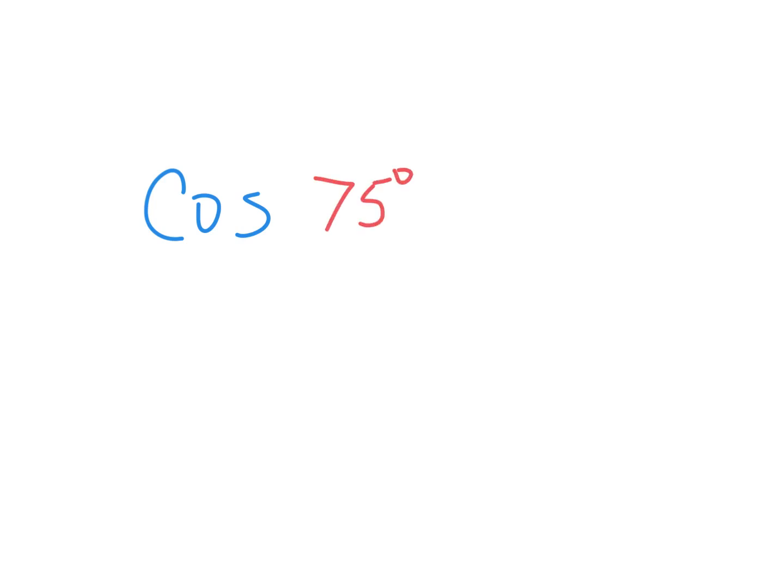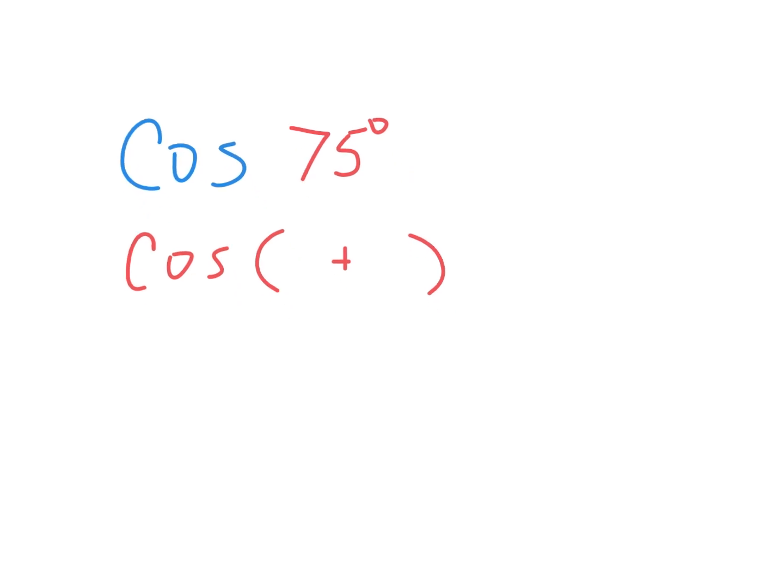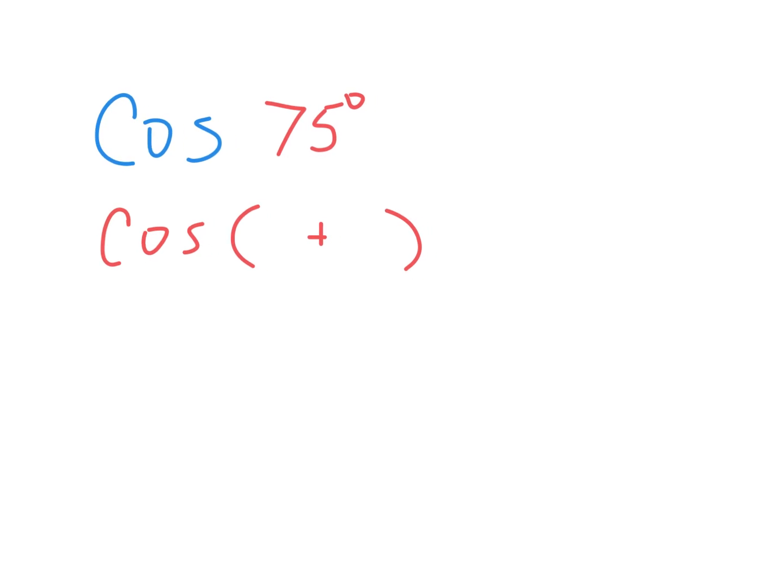Cosine of 75. Without any calculator, as long as you knew these sum and difference identities, you're going to change this to cosine of something plus something. And you'll know the two somethings. And then you'll look it up on the sheet and you'll go, oh, I see that one, cosine of x plus y. And then you write it all out and see if you can do it with your partner. You might need some help.